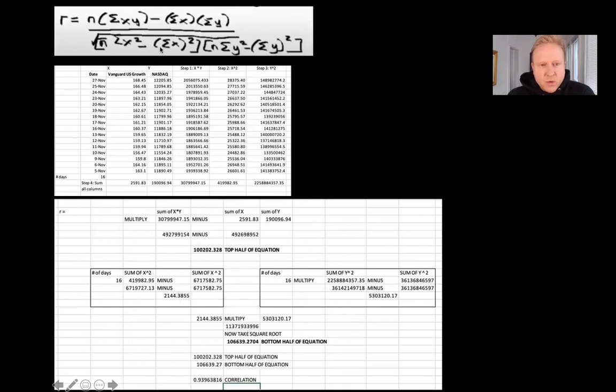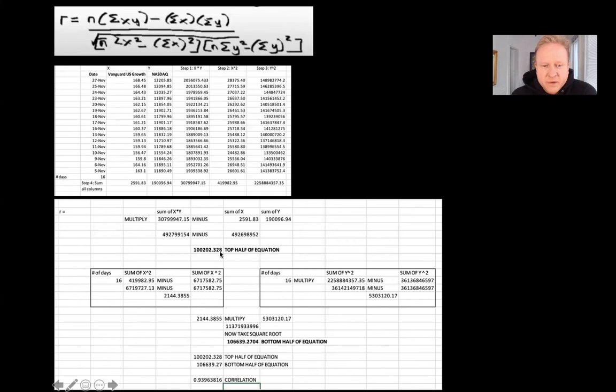So now we're going to keep moving. 2144, see how I put this box in here? That's this half of the equation. And then this box here is this part of the equation. 2144 times the 5303120 equals this big number that starts 113. Now we take the square root. That's with this little check sign with the big thing up top. And then we come up with 106,639.27. This is the bottom half of the equation.